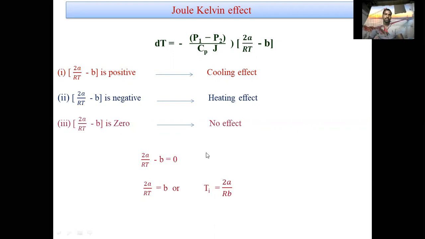Now this is dT equal to minus (P1 minus P2) divided by CpJ, into (2A by RT minus B), the final fall in temperature, the final change in temperature in the Joule Kelvin effect with these three conditions.